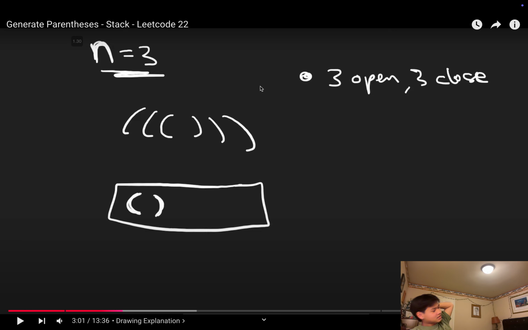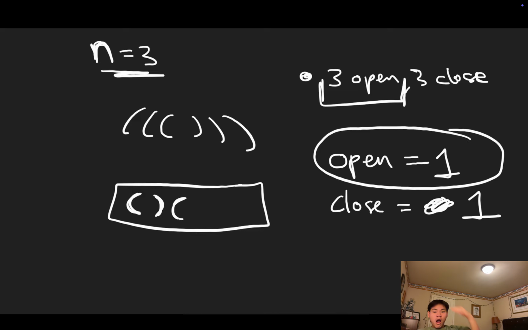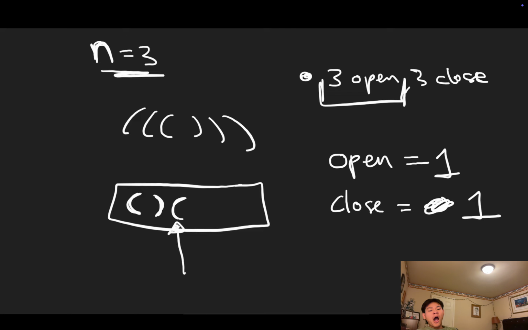Because so far our open count is 1, and initially the closing count is 0, by adding this parenthesis I'm just changing the closing count to 1 now. So now let's look at it. Can I add another open parenthesis? Yes, I can, because the limit is 3 open parentheses, and so far we only have 1, so I'm allowed to add an open parenthesis.